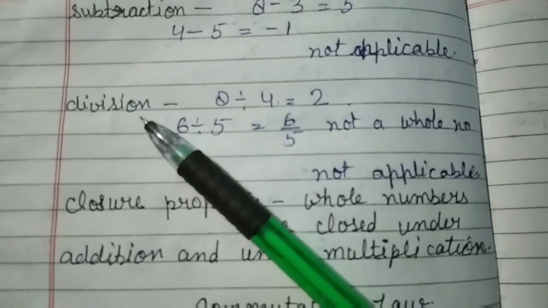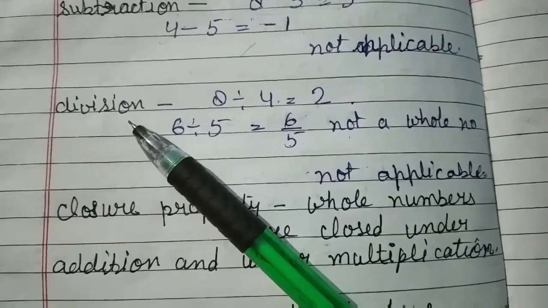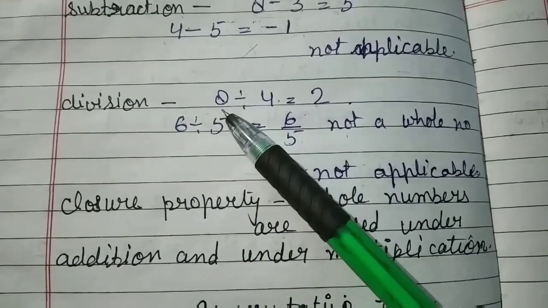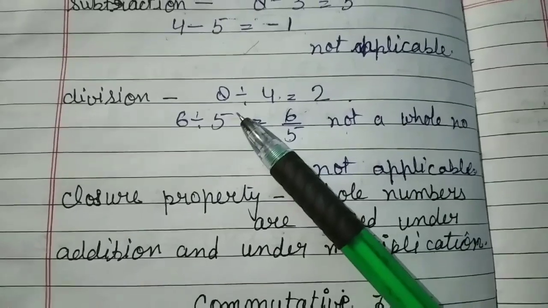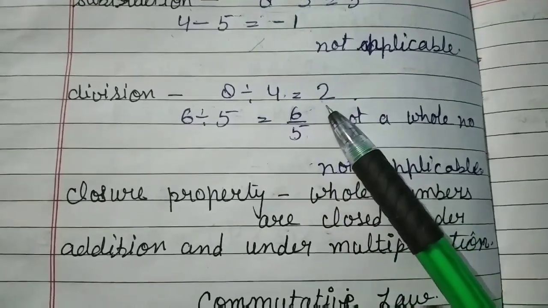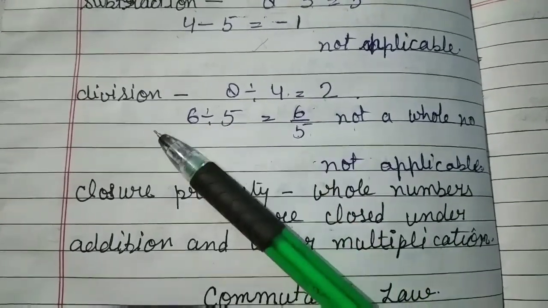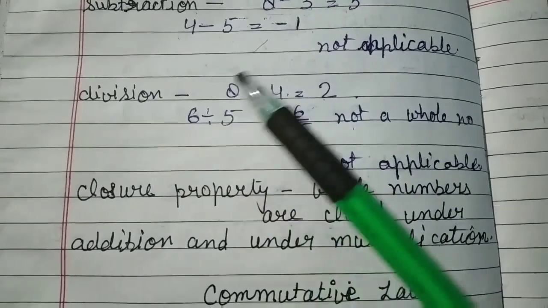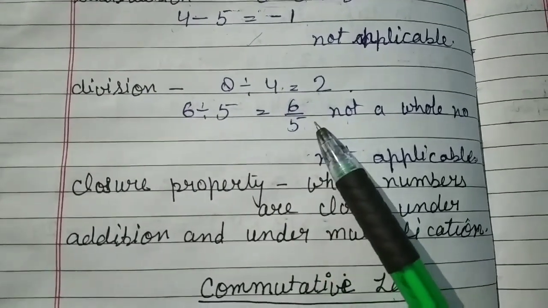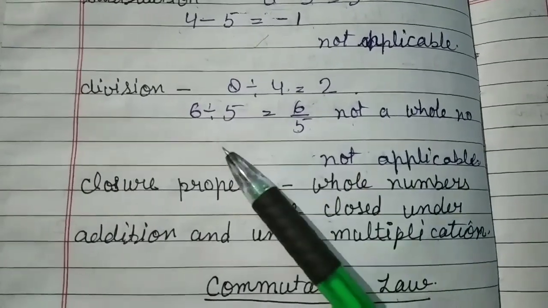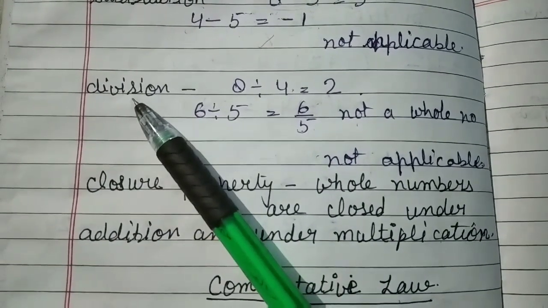Now division. In this one we will divide and find out whether the result is a whole number or not. First we have taken 8 divided by 4. We'll get 2. 8 is a whole number, 4 is also a whole number, and 2 is also a whole number. It means that in this case, closure property is applied in division. Now, 6 divided by 5. We'll get 6 upon 5, which is not a whole number. It means there is a case in which closure property will not be applied in division.